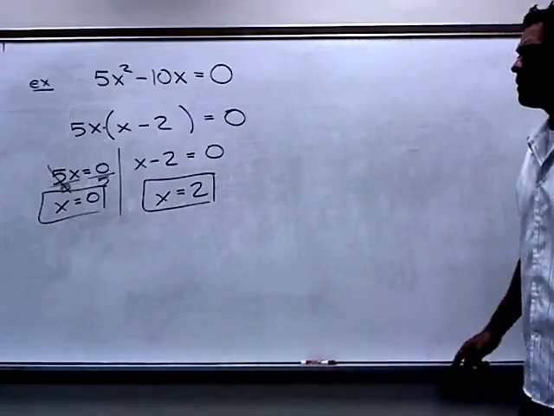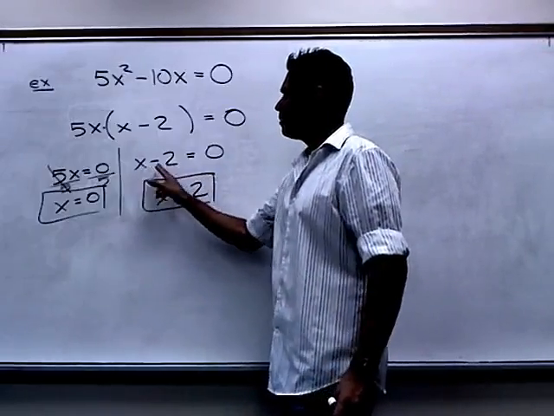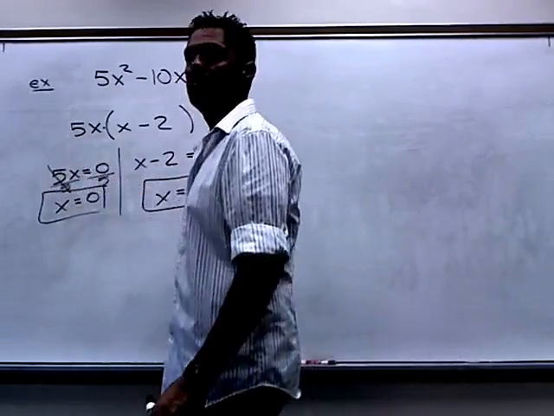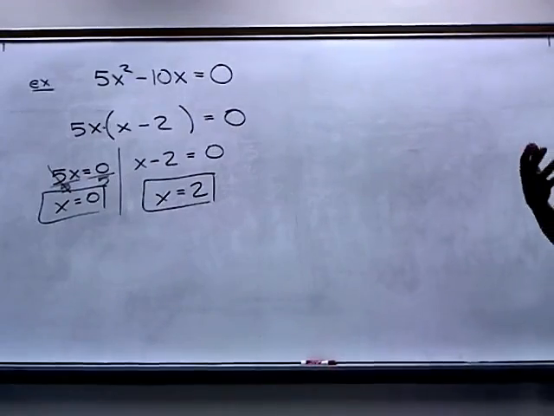But you didn't do that with the 2. Well, it's not multiplication though, right? That's subtraction. So here I added 2 to both sides, here I divided. So you have to pay attention to what the operation is between the x and the number that's there. If it's addition or subtraction, you'll add or subtract. If it's multiplication, you divide.